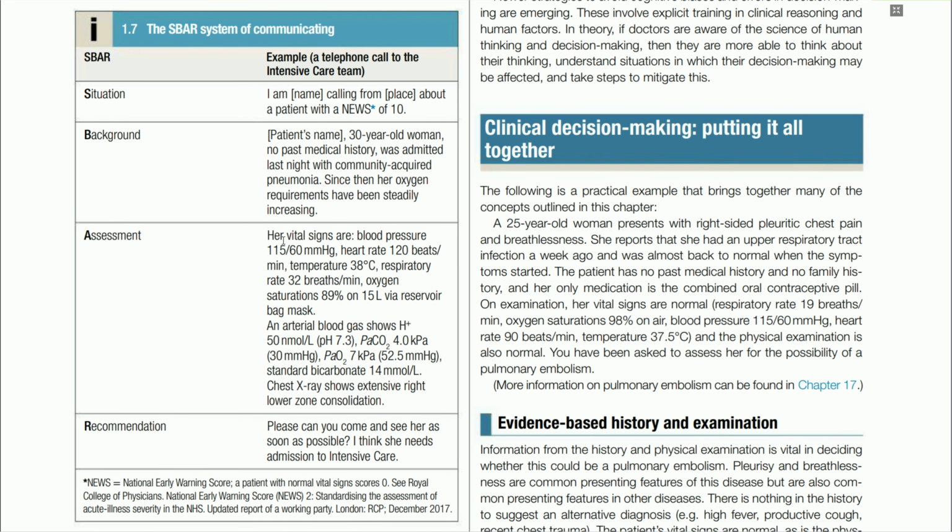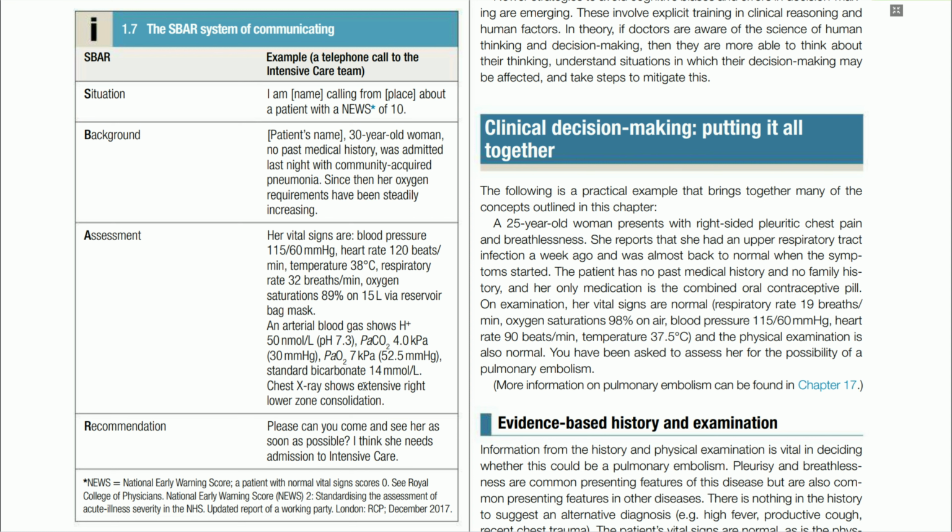A for assessment. Her vital signs are blood pressure 115 by 60 millimeters mercury, heart rate 120 beats per minute, temperature 38 degrees Celsius, respiratory rate 32 breaths per minute, oxygen saturations 89% on 15 liters via reservoir bag mask, and arterial blood gas shows hydrogen ion 50 nanomoles per liter, pH 7.3, partial pressure of carbon dioxide 4 kilopascals or 30 millimeters mercury, partial pressure of oxygen 7 kilopascals or 52.5 millimeters mercury, standard bicarbonate 14 millimoles per liter.